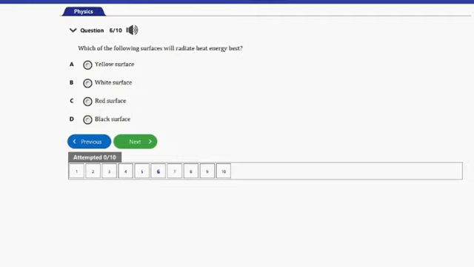It says, which of the following surfaces will radiate heat energy best? We have A. Yellow surface, B. White surface, C. Red surface, and D. Black surface. Black surface will radiate more heat energy, and that's it for this question. So let's go ahead and consider the next question. The next question we have here is question number 7.